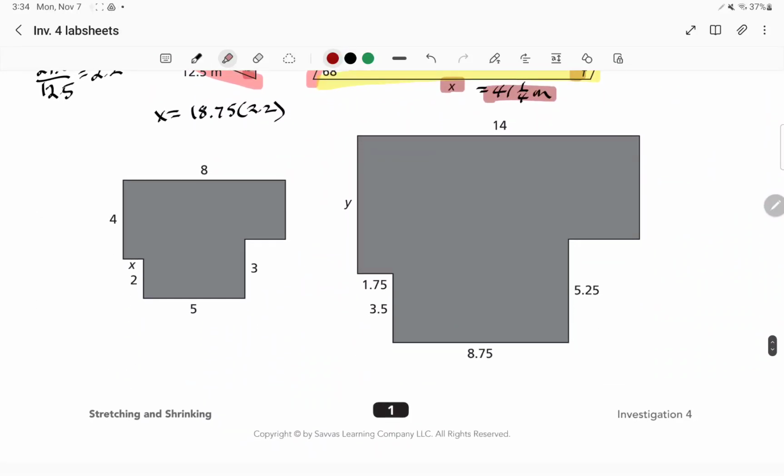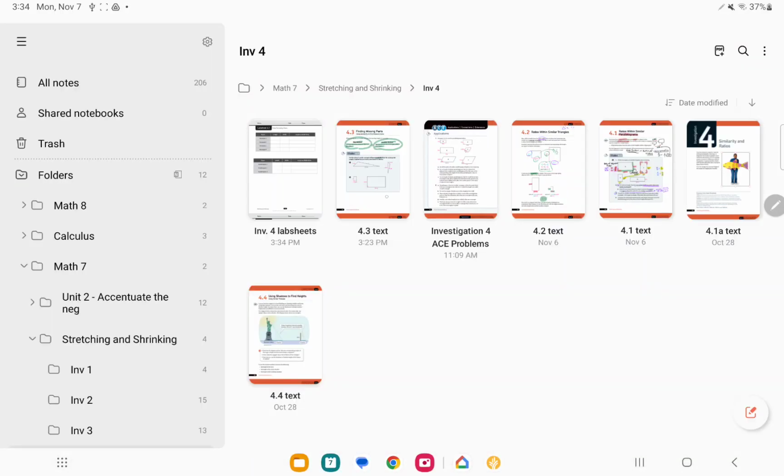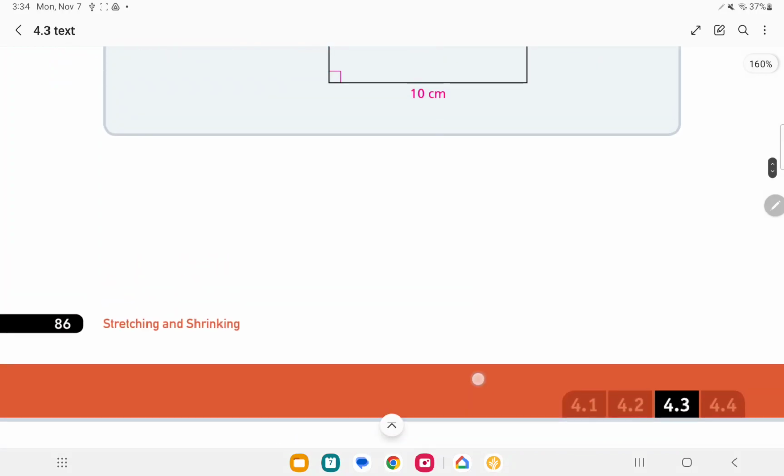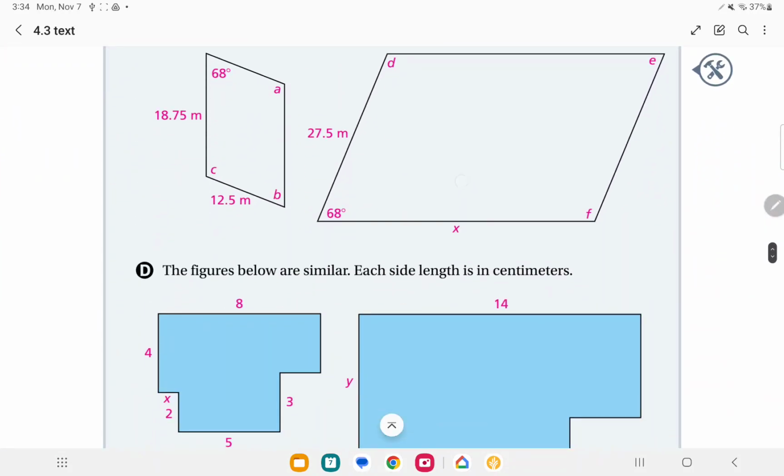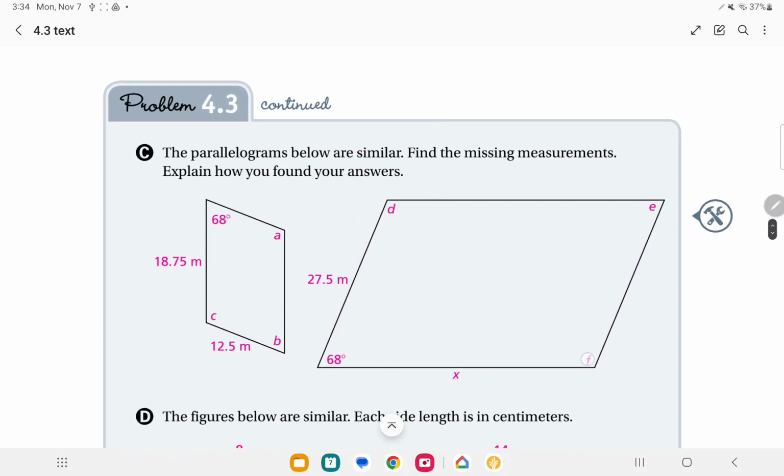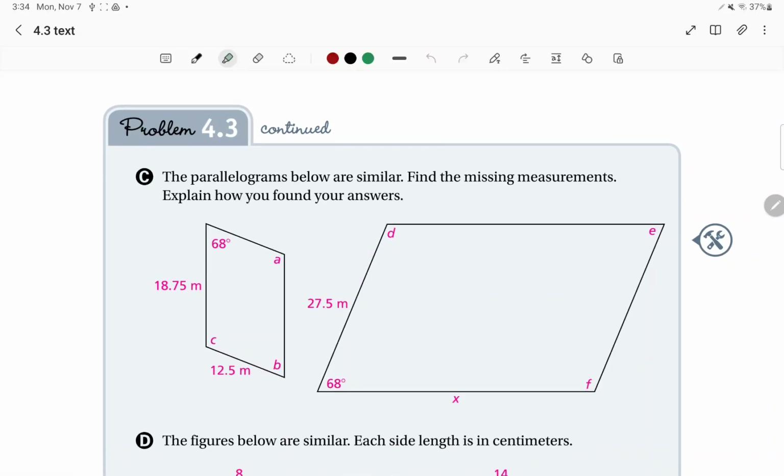On the last one here, let's come back to the notes real quick to make sure that we're answering the questions, because on these questions for the parallelograms, you're just finding the missing measurements. Explain how you know your answers. So on a test or quiz, if you had to explain, you're telling me the methods.